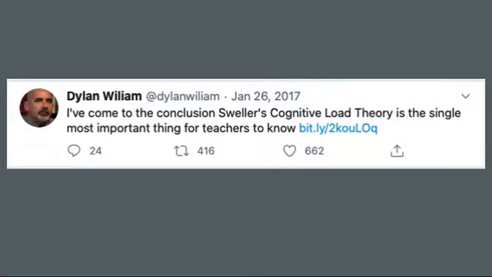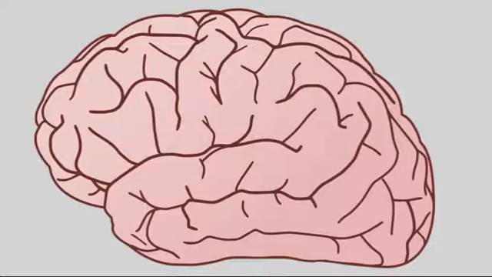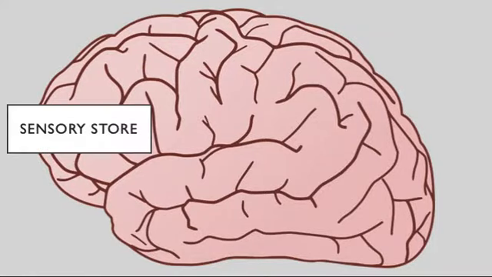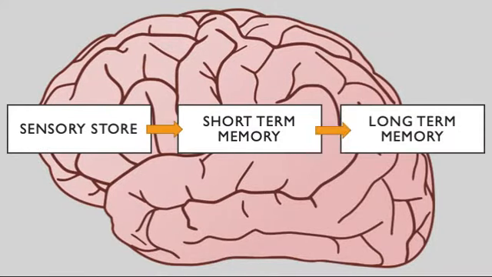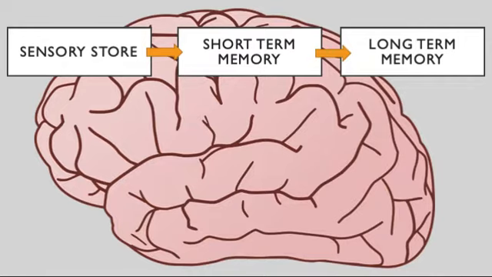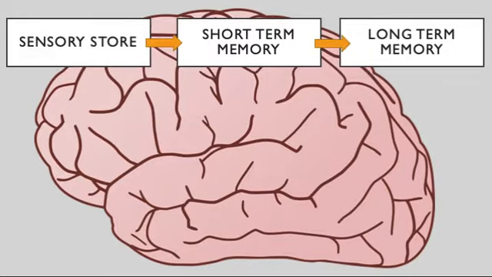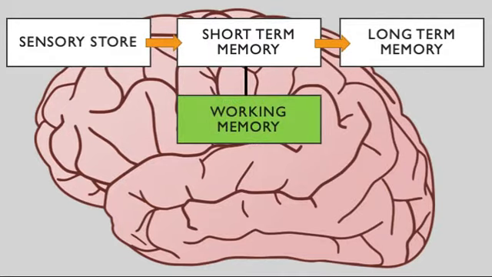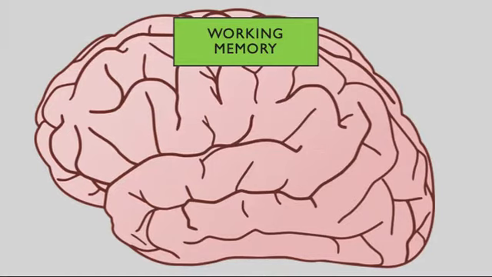So here we go, cognitive load theory, something Dylan Wiliam called the single most important thing for teachers to know. It's all based on the model of memory in which things enter our short-term memory and are transferred to our long-term memory. Learning is change in our long-term memory. And within our short-term memory, we talk about working memory as being the things that we are manipulating in our head at any one time.